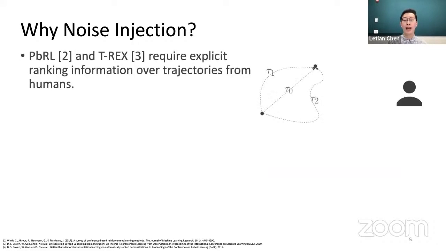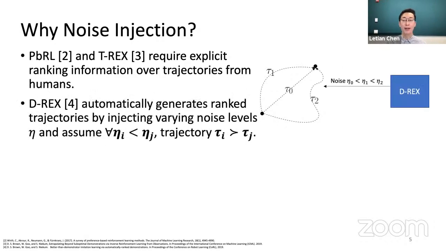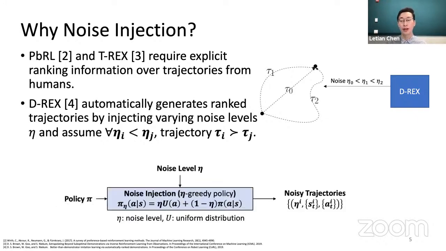So first of all, why do we need noise injection? PBRL and T-REX could learn from the suboptimal demonstration by explicitly asking humans for preference. DREX, however, avoids the requirement and automatically generates the ranked trajectories by injecting varying levels of noise eta. Injecting noise means transforming a policy pi to be an eta-greedy policy pi eta, which draws a random action with probability eta. DREX achieves automatic ranking by assuming that the higher the noise level is, the lower the trajectory should be ranked.